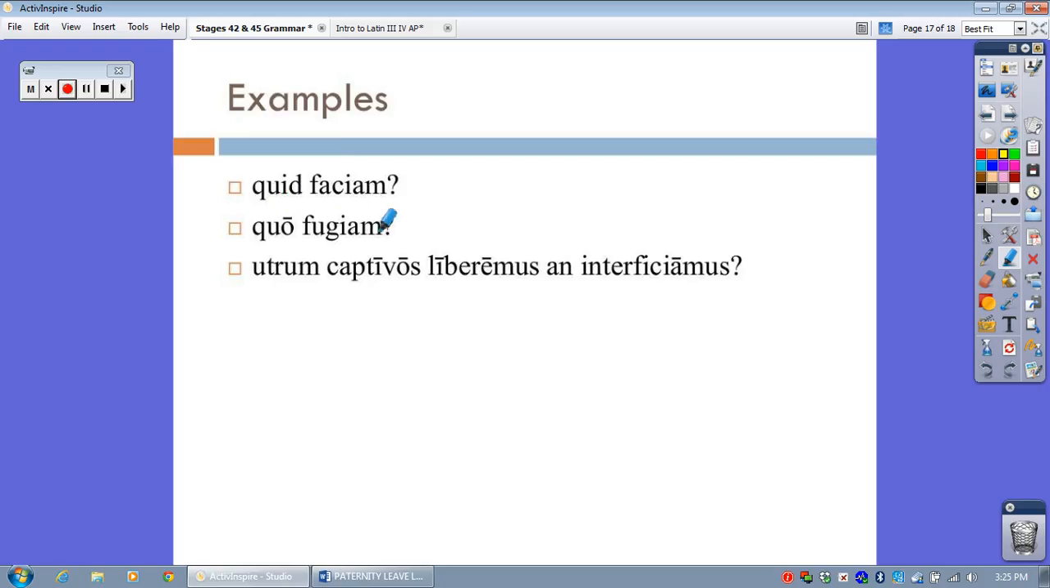Quo fugiam, where should I flee? Utrum captivos liberemus, an interficiamus. Okay, so both of these are present subjunctive. And again, we're going to translate this as "should." An means or. Should we free the prisoners? Or should we kill them? Oh, let's let them go.